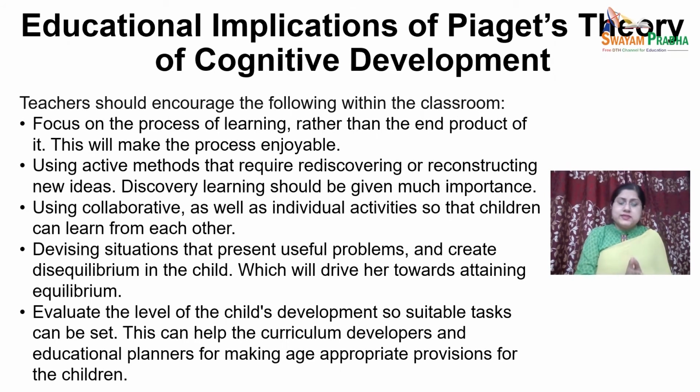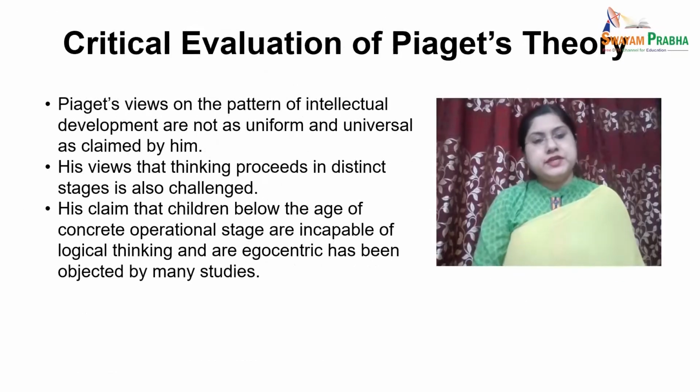The next point says using collaborative as well as individual activities so that children can learn from each other. Then the next point says devising situations that present useful problems and create disequilibrium in the child, which will drive her towards attaining equilibrium and gaining new information or new knowledge. Then the next point says evaluate the level of the child's development so suitable tasks can be set. This particular point can help the curriculum developers and educational planners in making age appropriate provisions for the children. So all these were the educational implications of Piaget's theory.